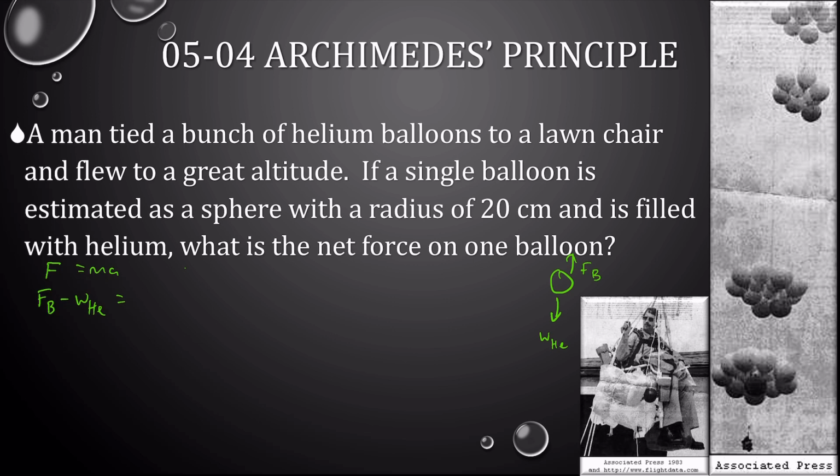All right, so to figure out everything, the volume of a balloon, it's a sphere, so its volume is 4/3 pi r cubed. Should be 4/3 pi times 0.2 meters cubed, which is about 0.03351 meters cubed.